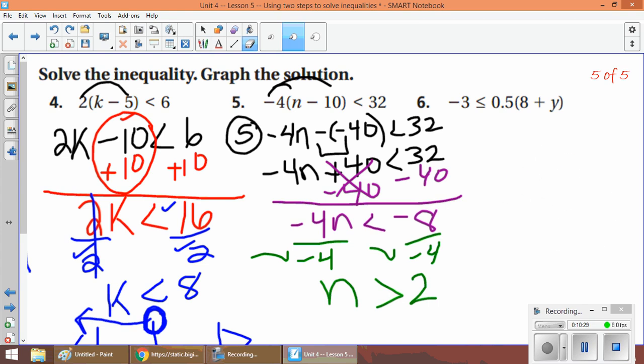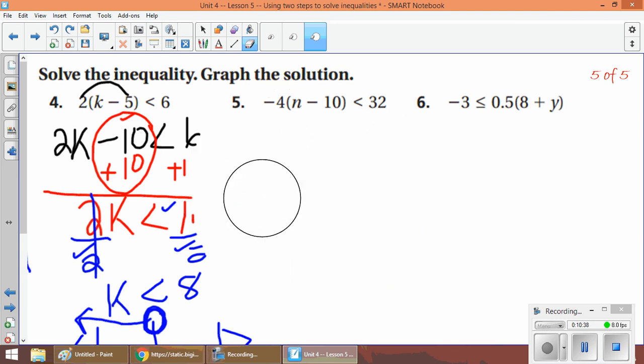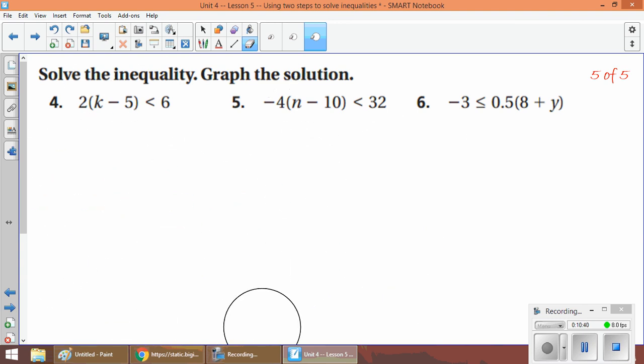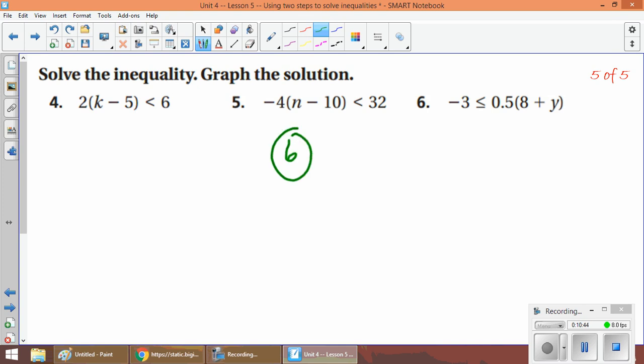Okay, and the last one, I'm going to erase my board down so I can do number 6. So if you need to copy any of this, please pause and copy. All right, so for number 6, we have -3 is less than or equal to. I'm going to distribute. 0.5 is the same as half, so half times 8 is 4 plus half of y.